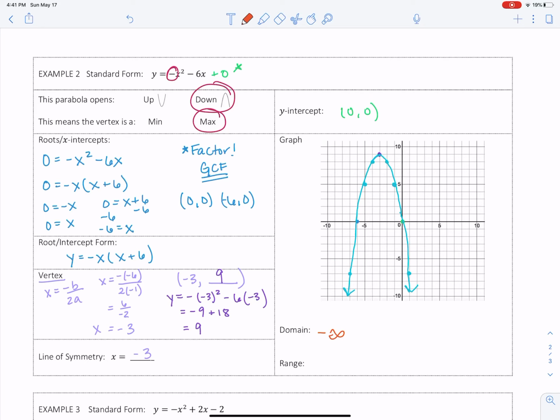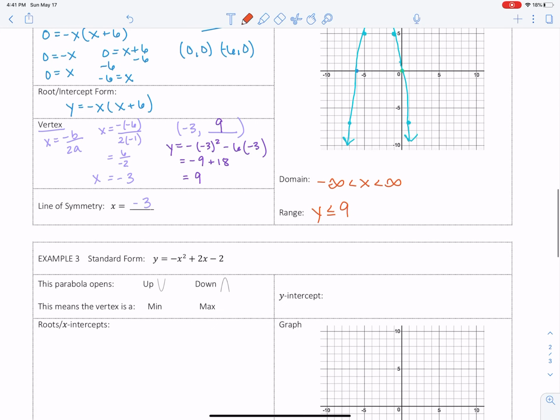So we have negative infinity is less than or equal to x is less than or equal to infinity for that domain. Now for my range, I'm going to say that y has to be less than or equal to 9. And you're all done with that graphic organizer.